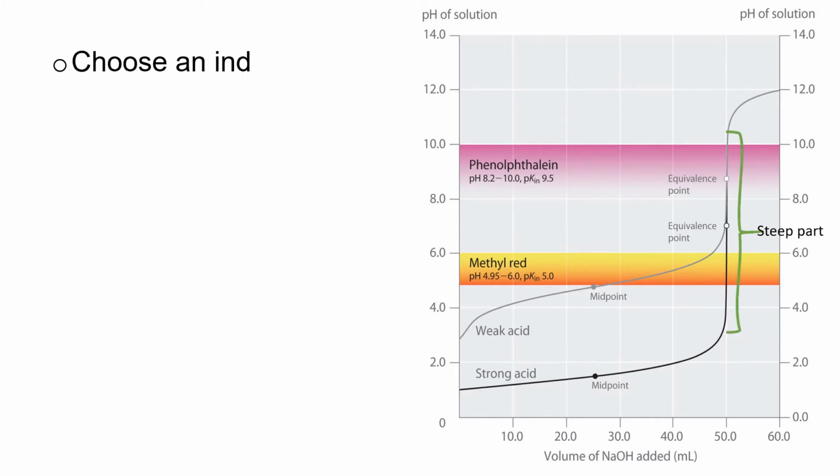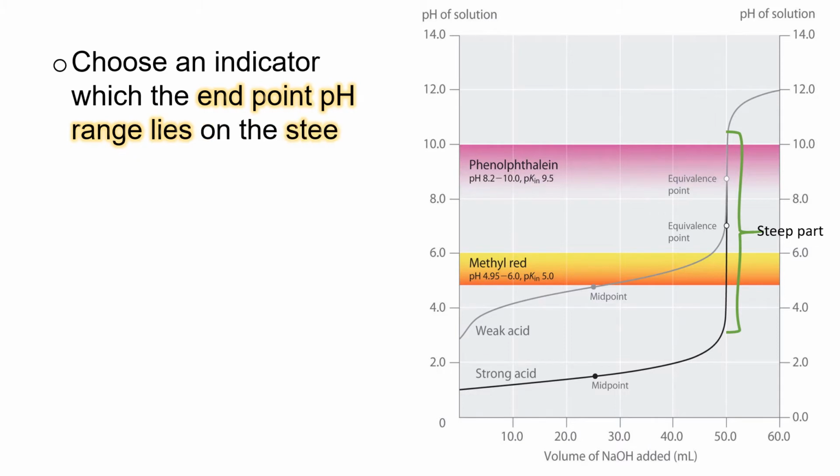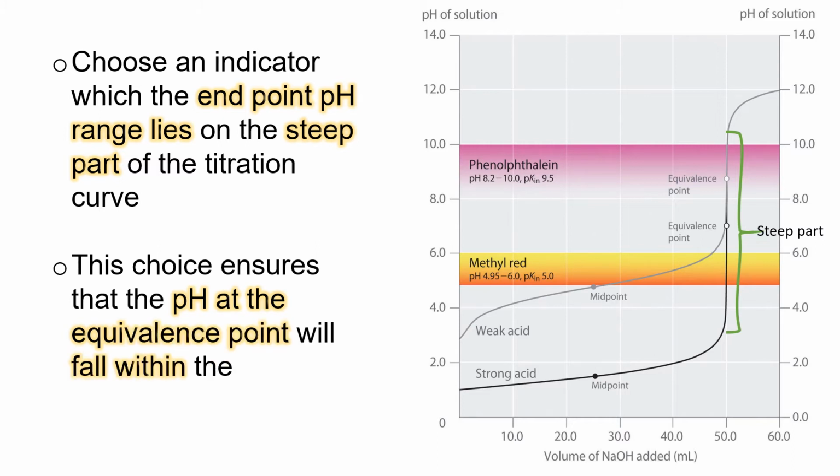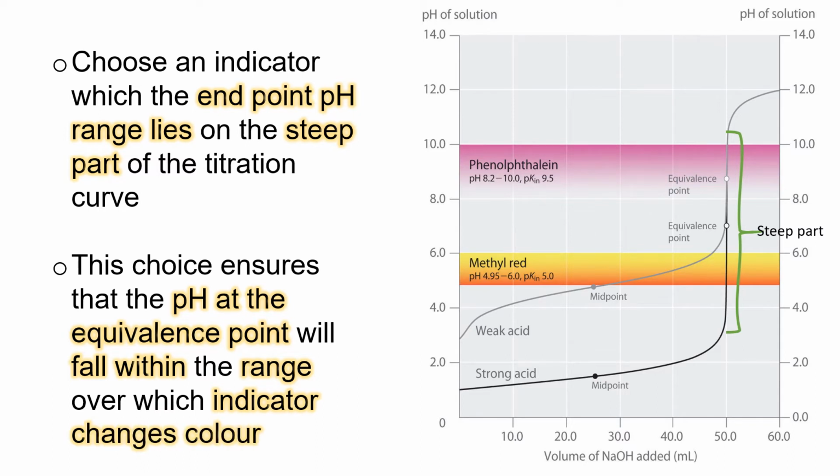When choosing an indicator, the endpoint pH range must lie on the steep part of the titration curve. This is to ensure that the pH at the equivalence point will fall within the range over which the indicator changes color.